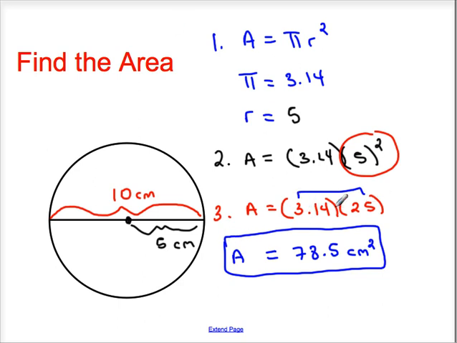Again, when you're multiplying here, 3.14 times 25, be careful, watch your decimal. And always think a little logically and ask, what should my answer be close to? You can find that out just by multiplying the whole numbers.